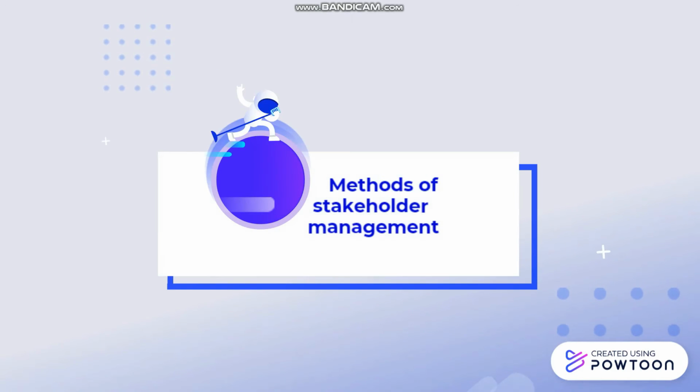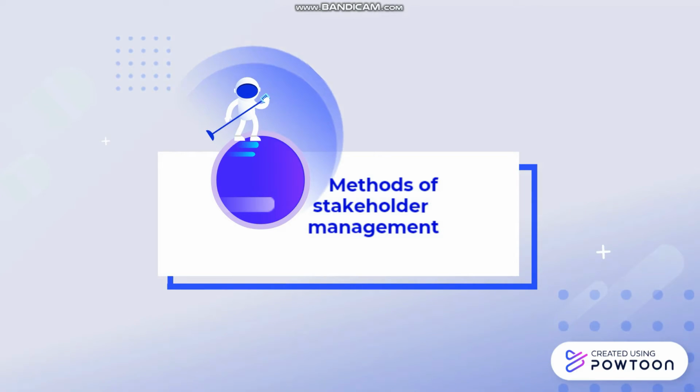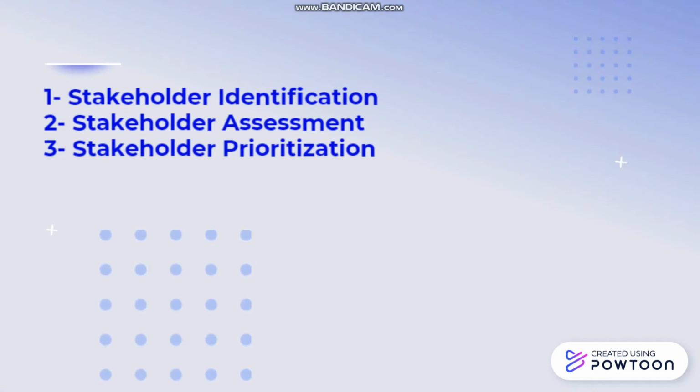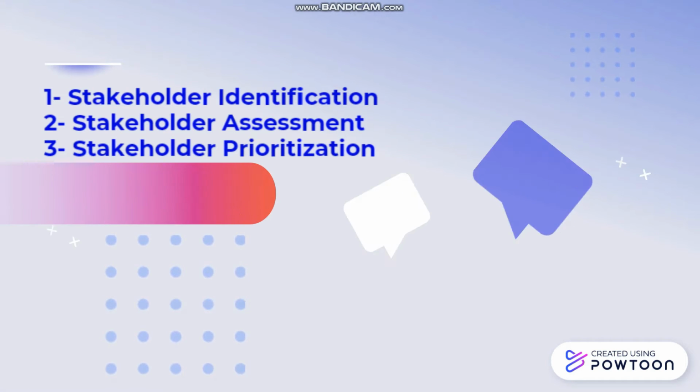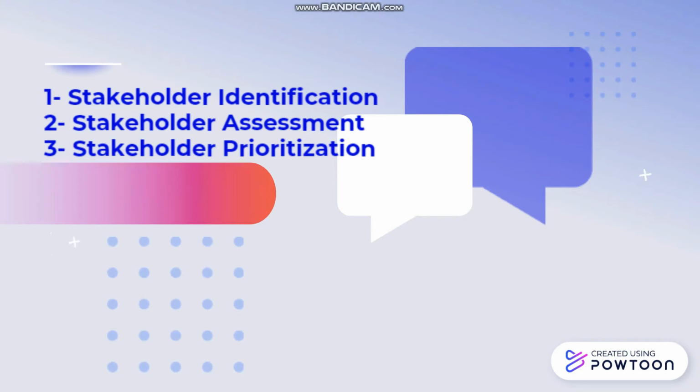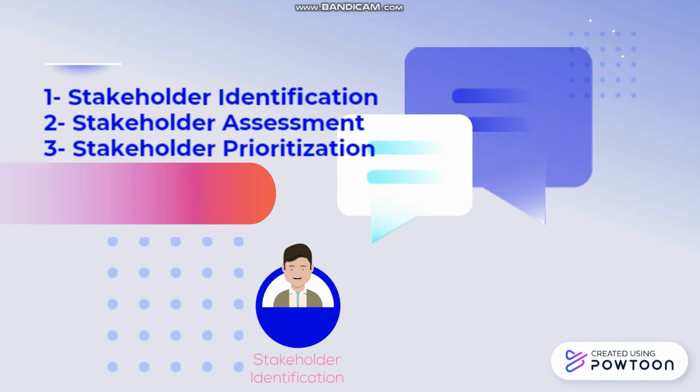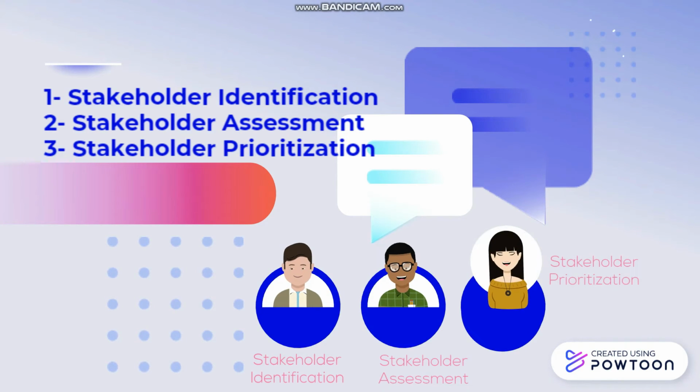Create a solid foundation for the stakeholder management. We need to establish and organize the stakeholders. So now let us look at the different methods of stakeholder management. Project stakeholder management analysis consists of mainly 3 steps, or we can also say the 3 different methods, which are stakeholder identification, stakeholder assessment, and stakeholder prioritization.